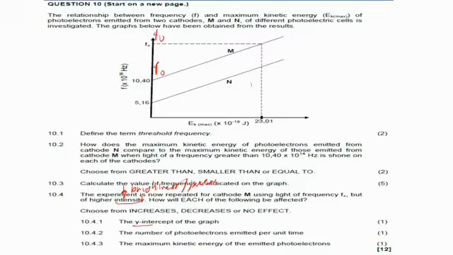You will note that intensity does not have any effect on the threshold frequency, right? Because we are still using light of the same type, right? So for 10.4.1 we say no effect. We are still using the same light, right? So the intensity does not affect the frequency.